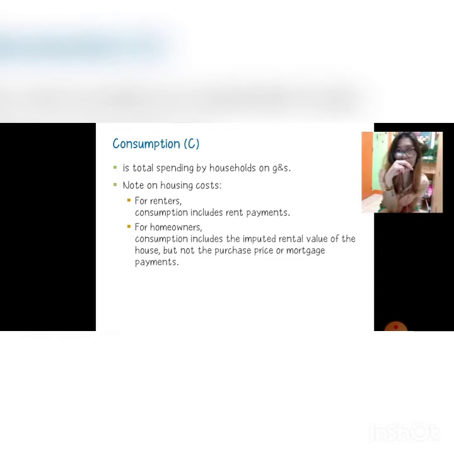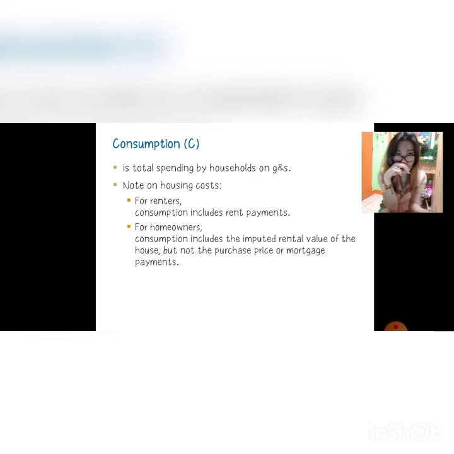For renters, consumption includes the rent payments. For renters, kung nag-abang ka, consumption means ang imong rent payments. For house owners, what does consumption include? For house owners, consumption includes the imputed rent value of the house, but not the purchase price or the mortgage payment.